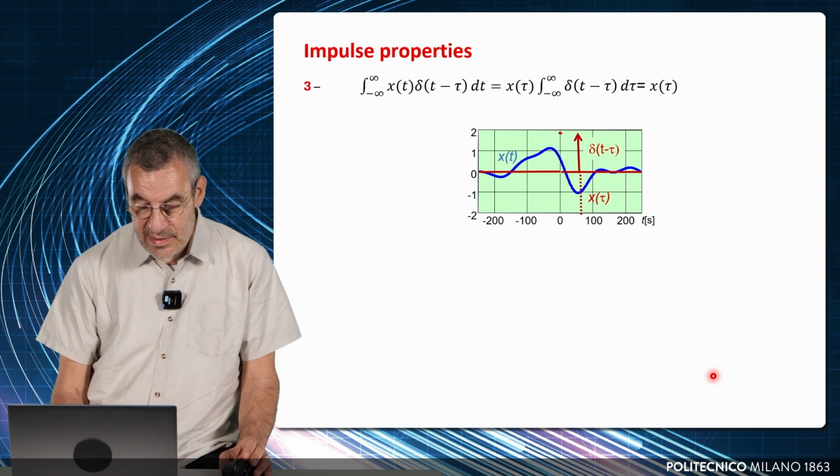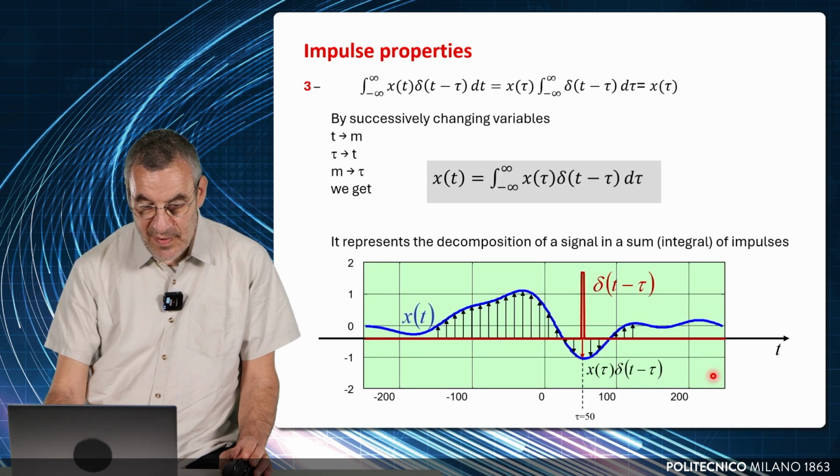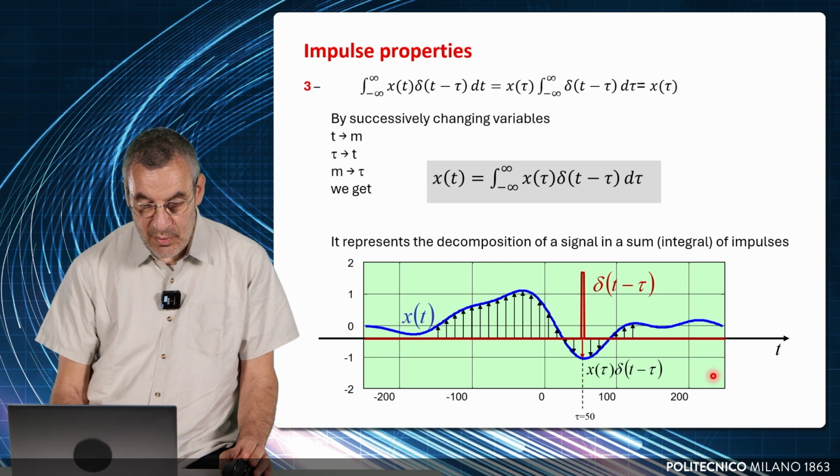And if you do another step again, and you do a change of variables from t to m, from tau to t, from m to tau, you get an expression that is this one, which is saying that any signal x of t can be seen like a decomposition of many impulses. These impulses happen everywhere along the tau axis, and every one of these impulses has an area which is the function computed in the position of the impulse. So this kind of writing is a mathematical representation of the decomposition of a signal like a series of impulses.